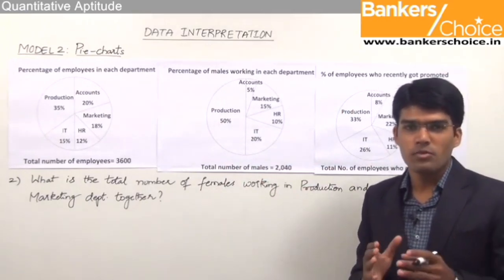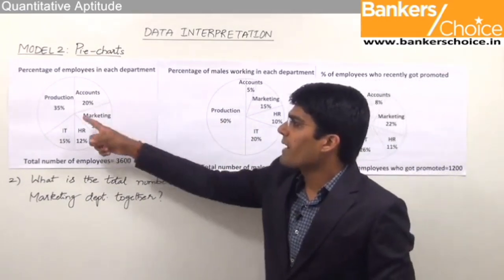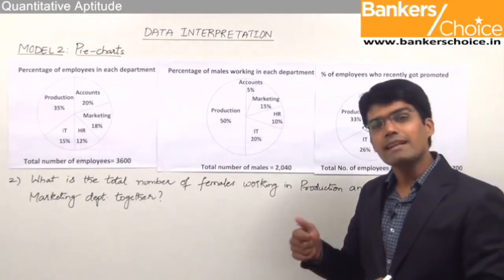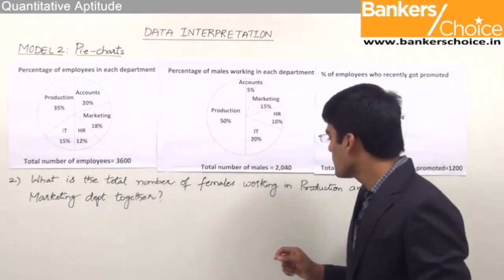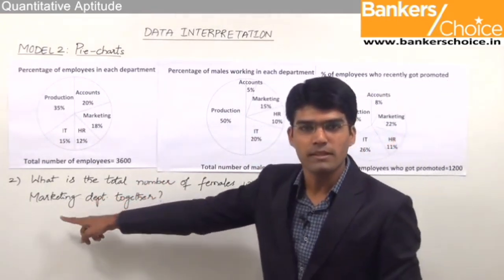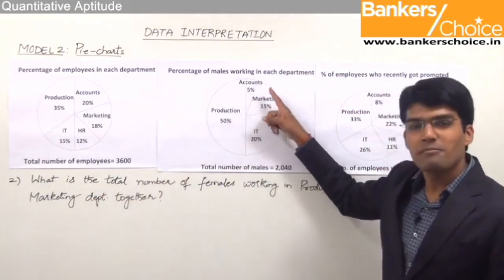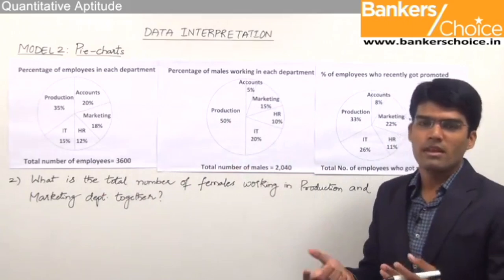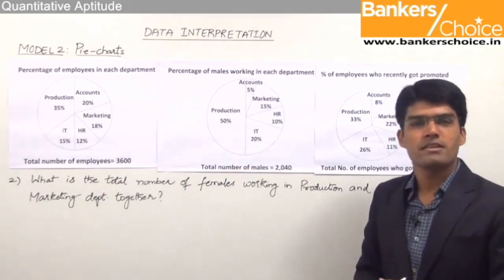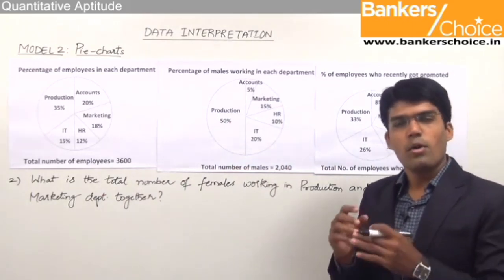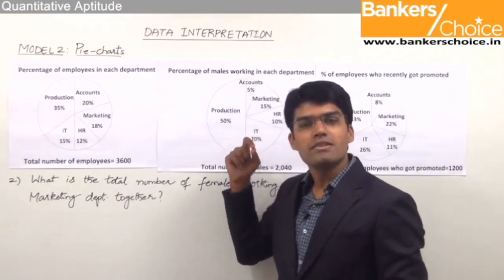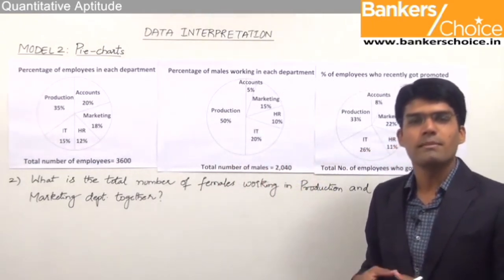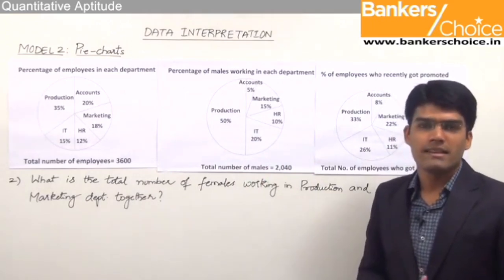But friends, if you understand, there is no need to find out females separately for both the departments. Instead, we can directly find out what are the total number of employees in production and marketing department together. We can then find out total number of males in production and marketing department together, and by taking the difference of these two values, we will get the number of females in production and marketing department together. So the point here is, instead of doing individual calculations for production department and marketing department separately, we'll try to club them together and get the answer in a single calculation.